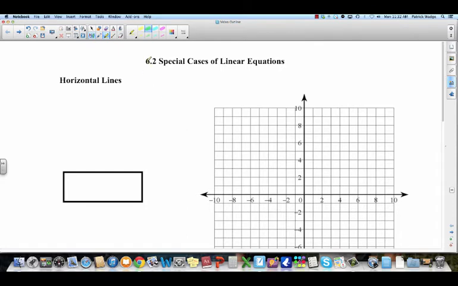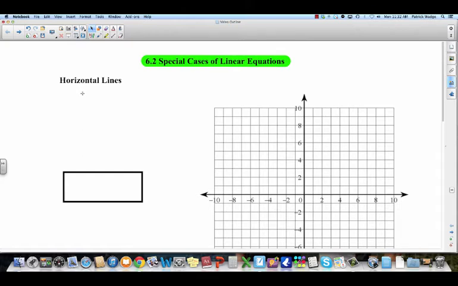6.2 Special Cases of Linear Equations. This is a pretty nice section for you because I think we've done all this already. Kind of strange, but we should be able to whip through this pretty quick. Horizontal lines. So we're still talking about graphing lines and equations of lines.